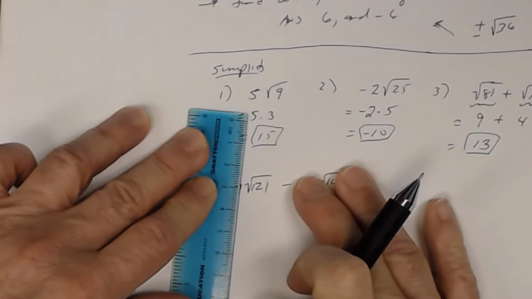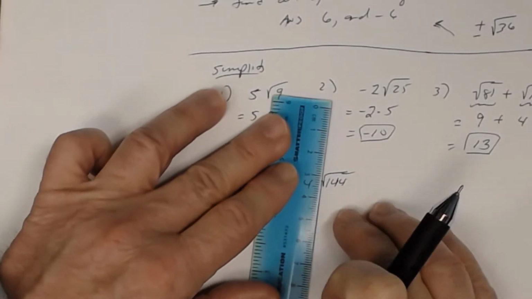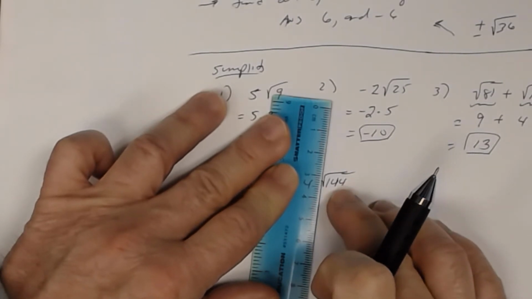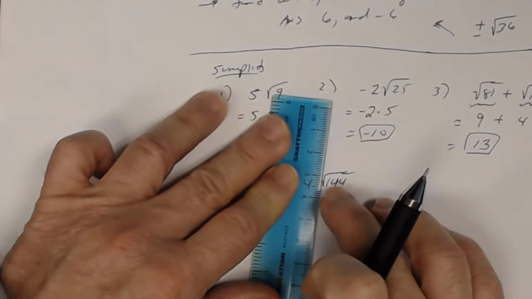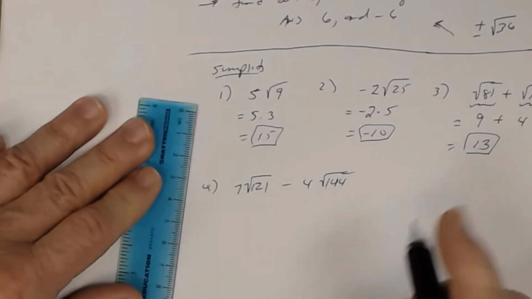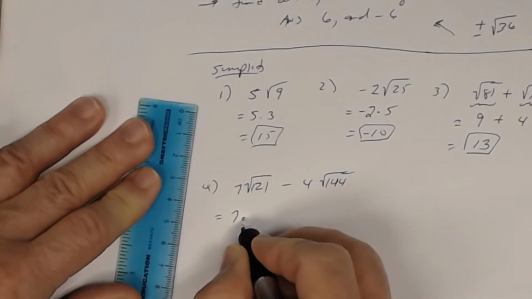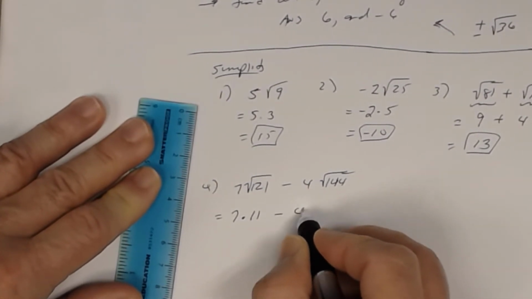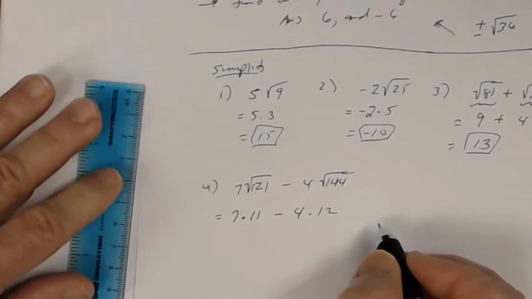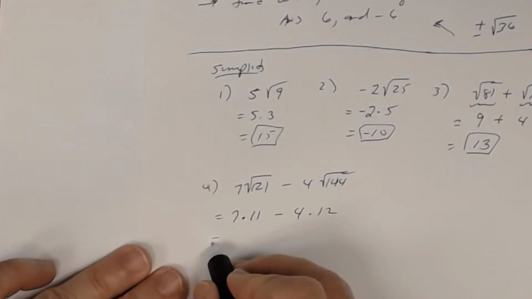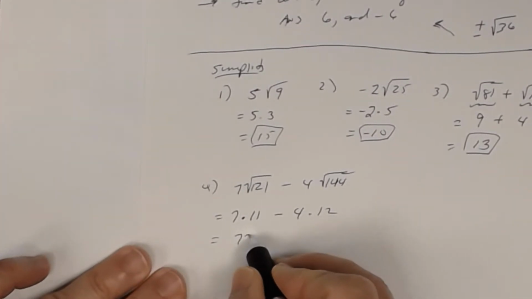The square root of 121 is 11. And 144 is a perfect square, and 12 times 12 is 144. So the square root of 144 is 12. And so this becomes 7 times 11 minus 4 times 12. And then use your calculator if you need to. 7 times 11 is 77.